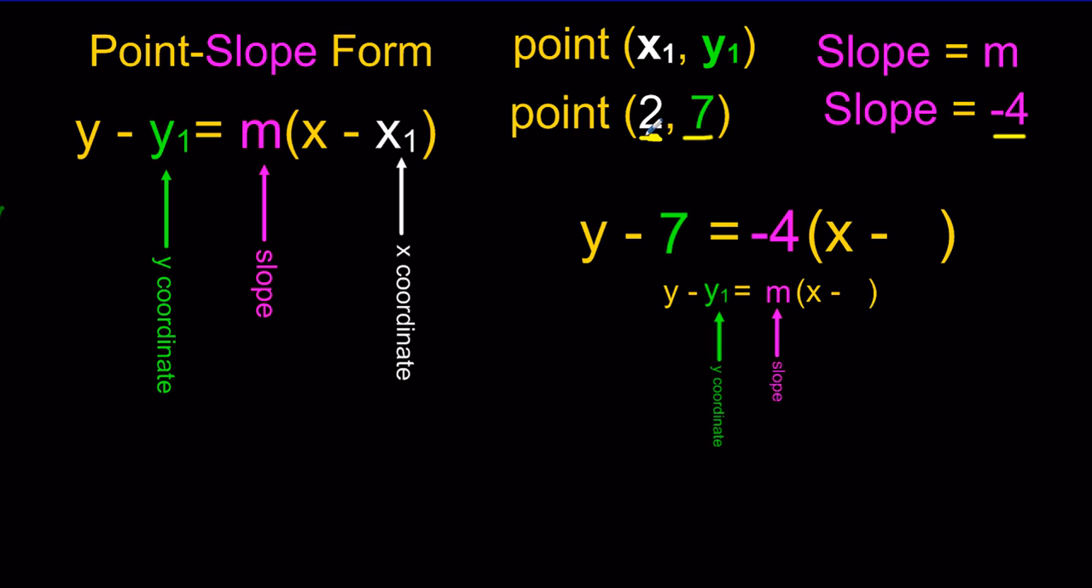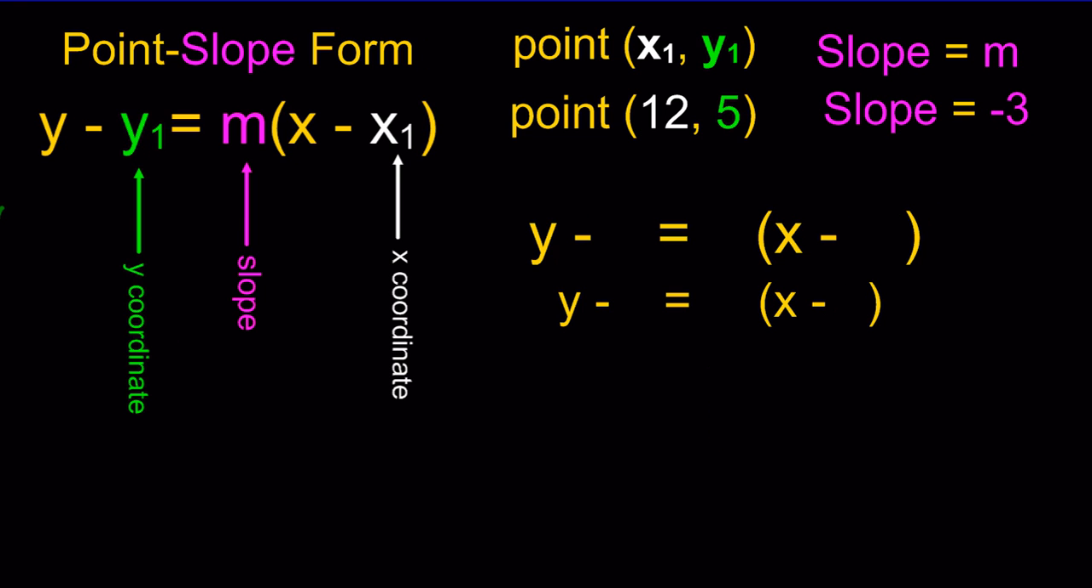So now we have the x1 value here, and we just plug it right into our equation. We don't have any double minus signs or anything like that, so we don't have to clean this one up at all. And your equation in point-slope form is y minus 7 equals -4 times the quantity of x minus 2. Let's try another one.